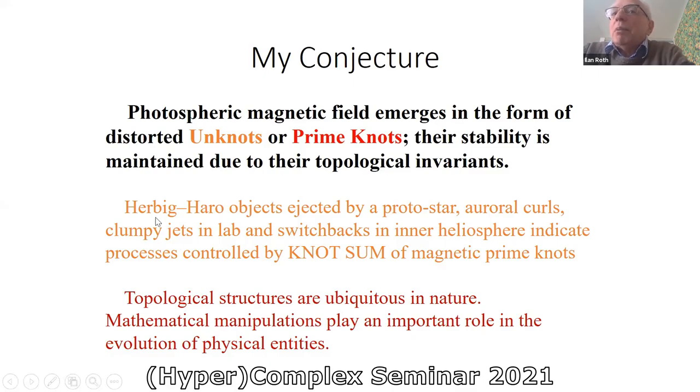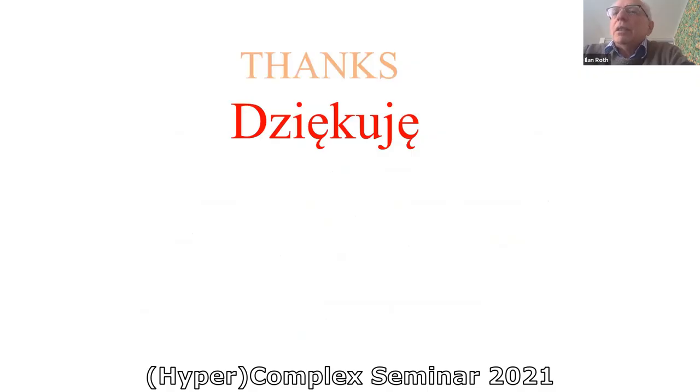All the examples that I showed, maybe they can be related to Herbig-Haro objects ejected by protostars, auroral curves, clumpy jets in labs, and important switchbacks in the inner heliosphere. They may indicate that there are some processes controlled by knots, magnetic prime knots. Topological structures are ubiquitous in nature. And I hope that I gave some examples that mathematical manipulation of knots and links plays a very important role in the evolution of physical entities. Thank you very much.